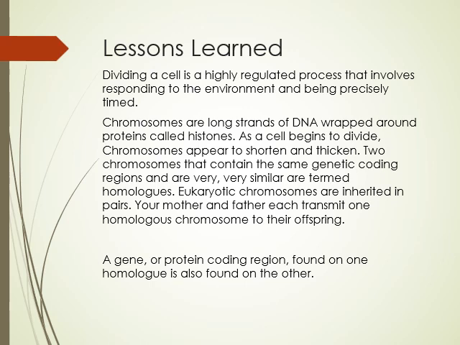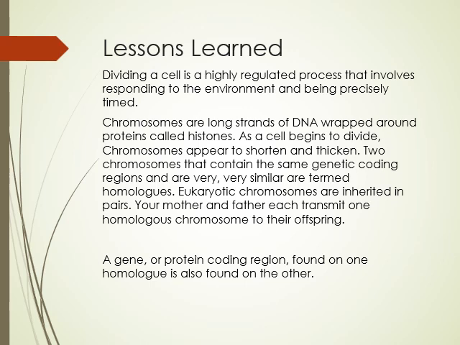In this mini lecture, we talked about chromosomes as long strands of DNA wrapped around histones. So you've got long strands of DNA that get really condensed around histones. As it divides, it looks like the chromosomes shorten and thicken, but they're just hypercoiling. And that's just there to make it easier to move them back and forth around the cell. We talked about the structure of the chromosome, where 2 chromosomes contain the same genetic coding regions, and they're super similar to each other. They're termed homologs. You get 1 homolog from mom, you get 1 homolog from dad.